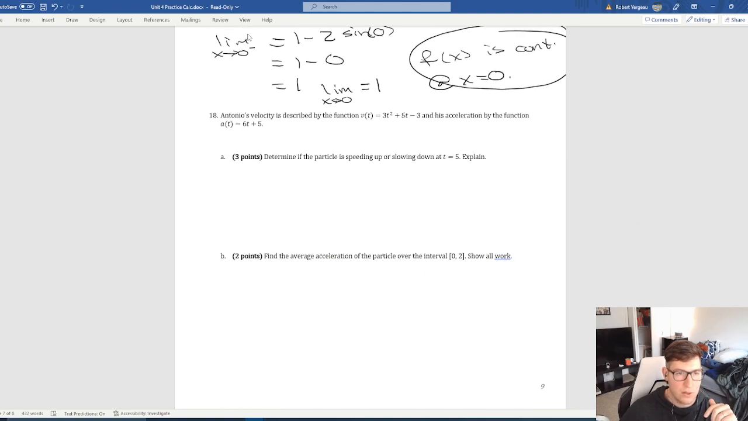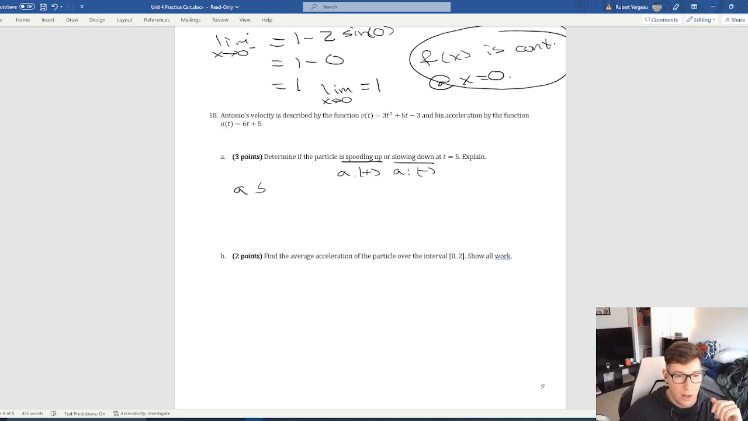Now, last question. We're looking at velocity and acceleration. Determine if the particle is speeding up or slowing down at t equals 5. Now, when we see speeding up or slowing down, we're actually looking to see, is our acceleration positive or is our acceleration negative? And so I actually don't care about the velocity function at all for this question. I'm simply looking at acceleration and plugging in 5.